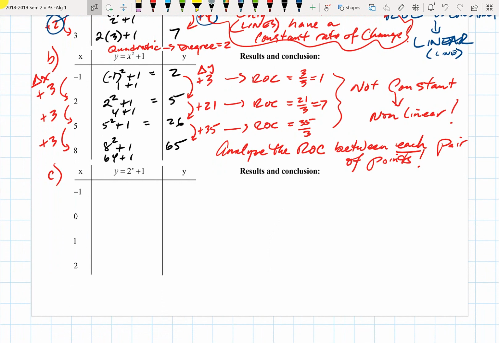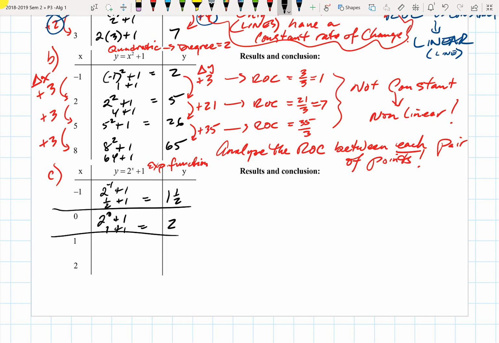Next one here. Let's analyze. This is exponential now. This is an exponential function. Why? Because the variable x is in the exponent. It's not in the base, it's in the exponent. So let's evaluate this. 2 to the -1 power plus 1 equals 1/2 plus 1, or 1.5. Next one, 2 to the 0 power plus 1 is 1 plus 1, or 2. And 2 to the first power plus 1 is 2 plus 1, or 3. And then 2 squared plus 1 is 4 plus 1, or 5.